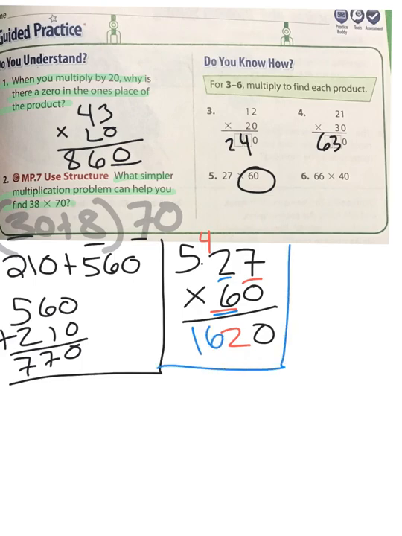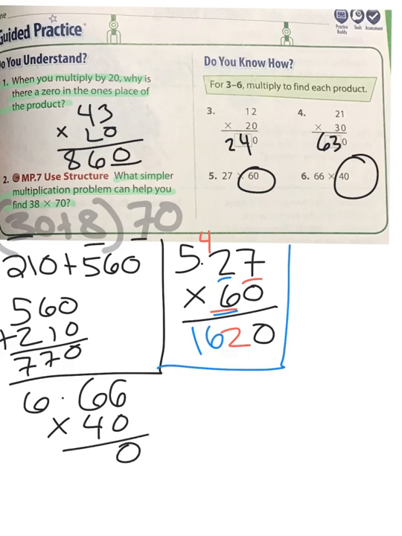And last, we're going to do number 6. We have 66 times 40. Remember to put your multiple of 10 on the bottom to make it easier for you. 66 times 40. Drop your 0. Then we're going to do 4 times 6, which is 24. Put your 4, regroup your 2. And then we have 4 times 6 again, which is 24, plus 2 more is 26. So 2,640.